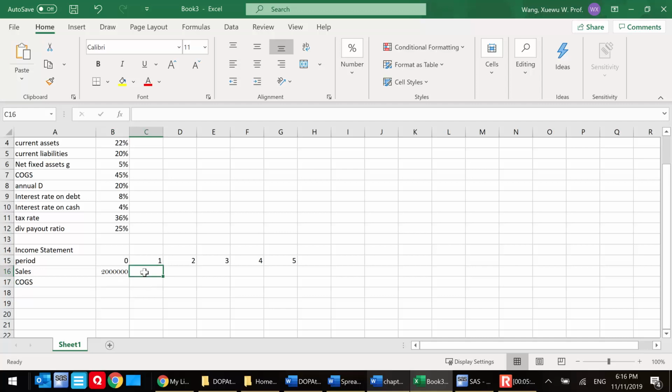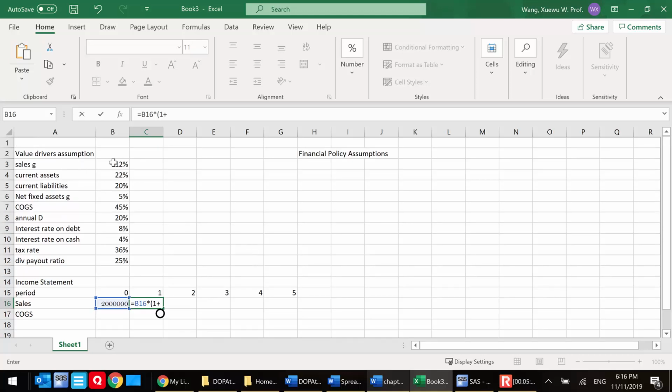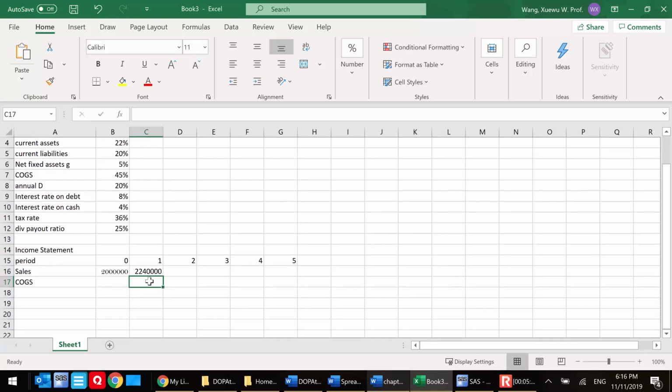So I'm going to look at what's going to happen in year one. In year one, you're going to have starting sales multiplied by 1 plus the sales growth. Okay, so let me lock down the sales growth. So that's the sales. And now I'm saying 45% of that is the cost of goods sold. So let me just model that. Okay, all right, that's the cost of goods sold.